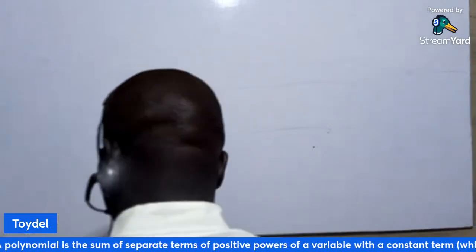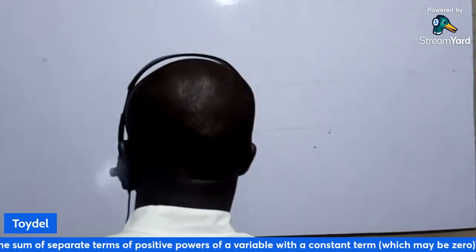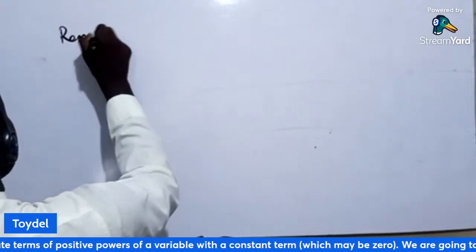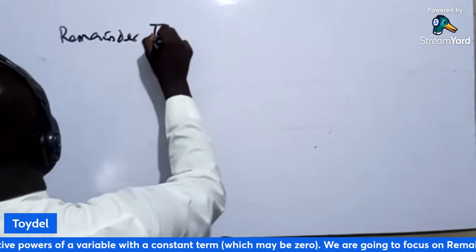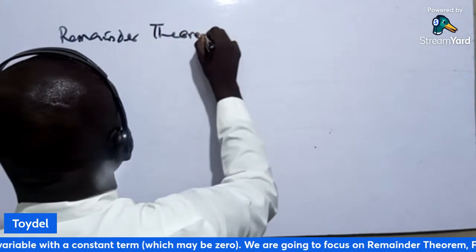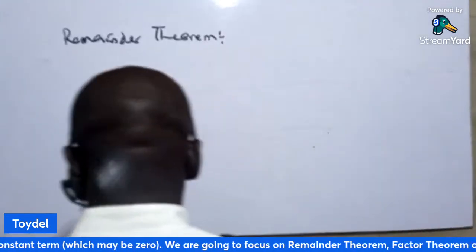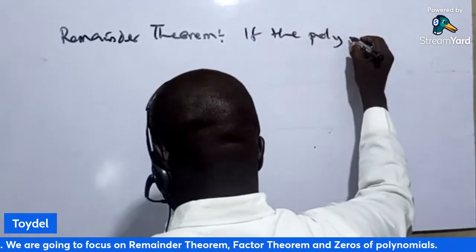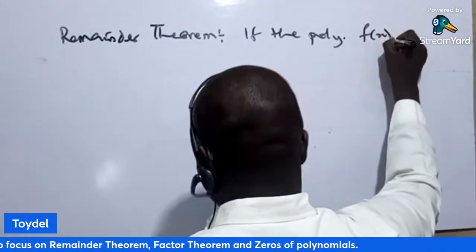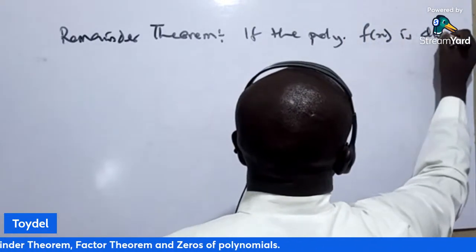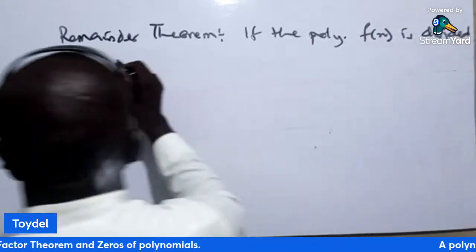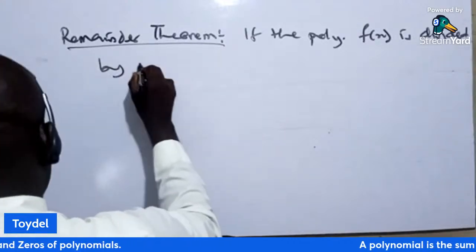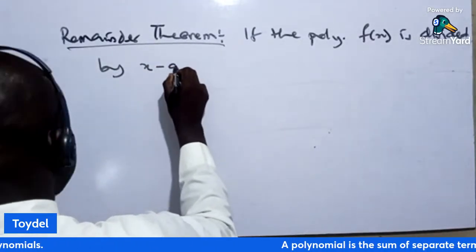So under the remainder theorem, it states that if the polynomial, let's say f of x, is divided by x minus a.